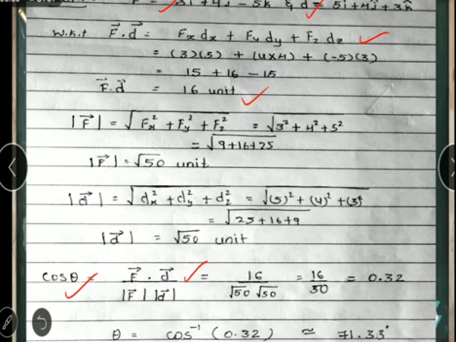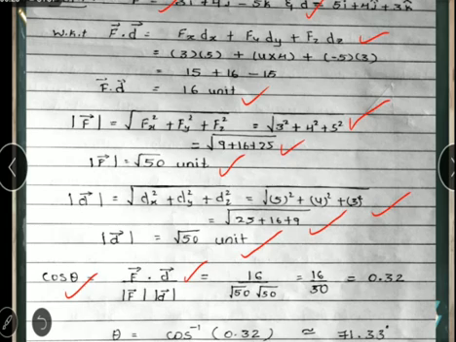Next, magnitude of F is square root of fx square plus fy square plus fz square. If I substitute the values and simplify, finally I will get root 50 unit. Okay. Then magnitude of D, once again the formula: dx square plus dy square plus dz square. Substitute, that is 5 square plus 4 square plus 3 square. Okay. Simplify it. Finally, root 50 unit.